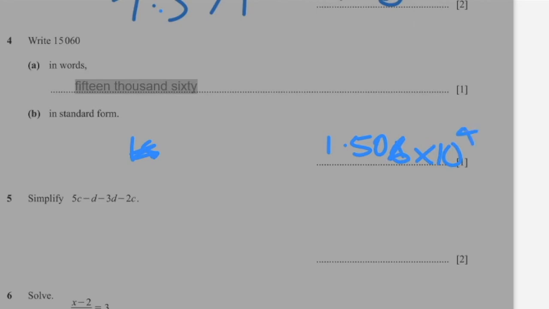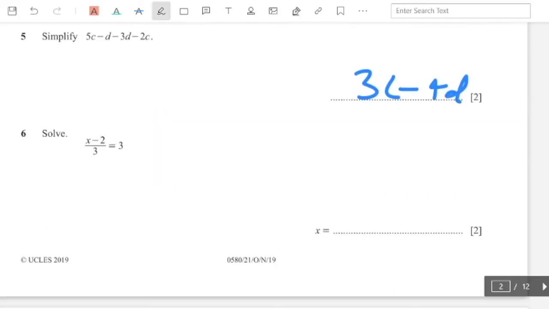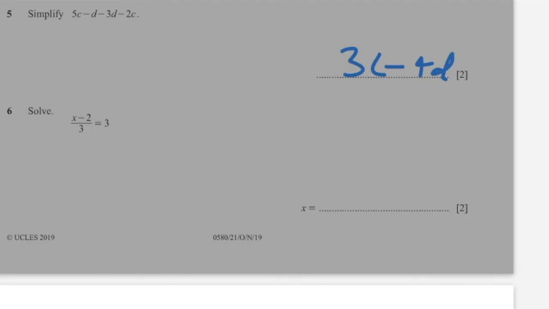Question number 5. Simplify 5c minus d minus 3d minus 2c. So we add minus d and minus 3d, which becomes minus 4d, and then we subtract 2c from 5c, which is 3c. Question number 6. Solve (x minus 2) over 3 is equal to 3. So we shift 3 to the right side, which becomes x minus 2 is equal to 9, and then we have x is equal to 11.